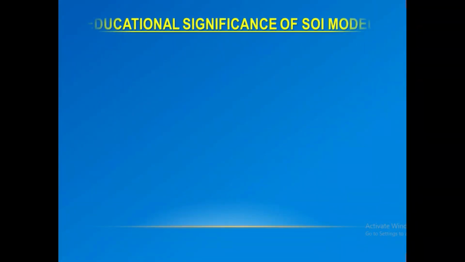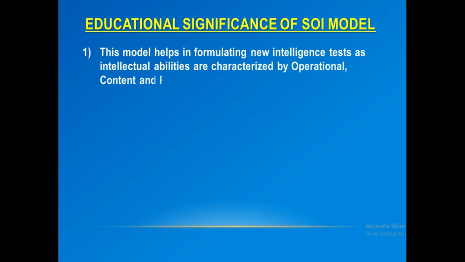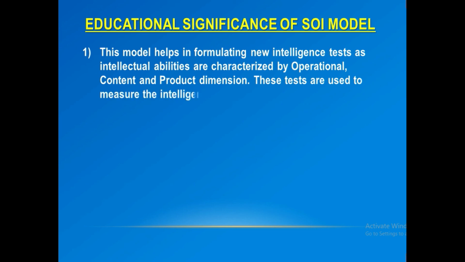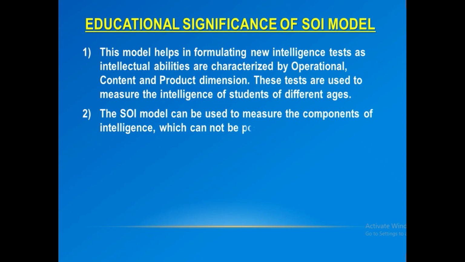Now, we discuss the educational significance of the SOI model. Number 1. This model helps in formulating new intelligence tests, as intellectual abilities are characterized by operational, content and product dimensions. These tests are used to measure the intelligence of students of different ages. Number 2. The SOI model can be used to measure components of intelligence, which is not possible with conventional intelligence testing.